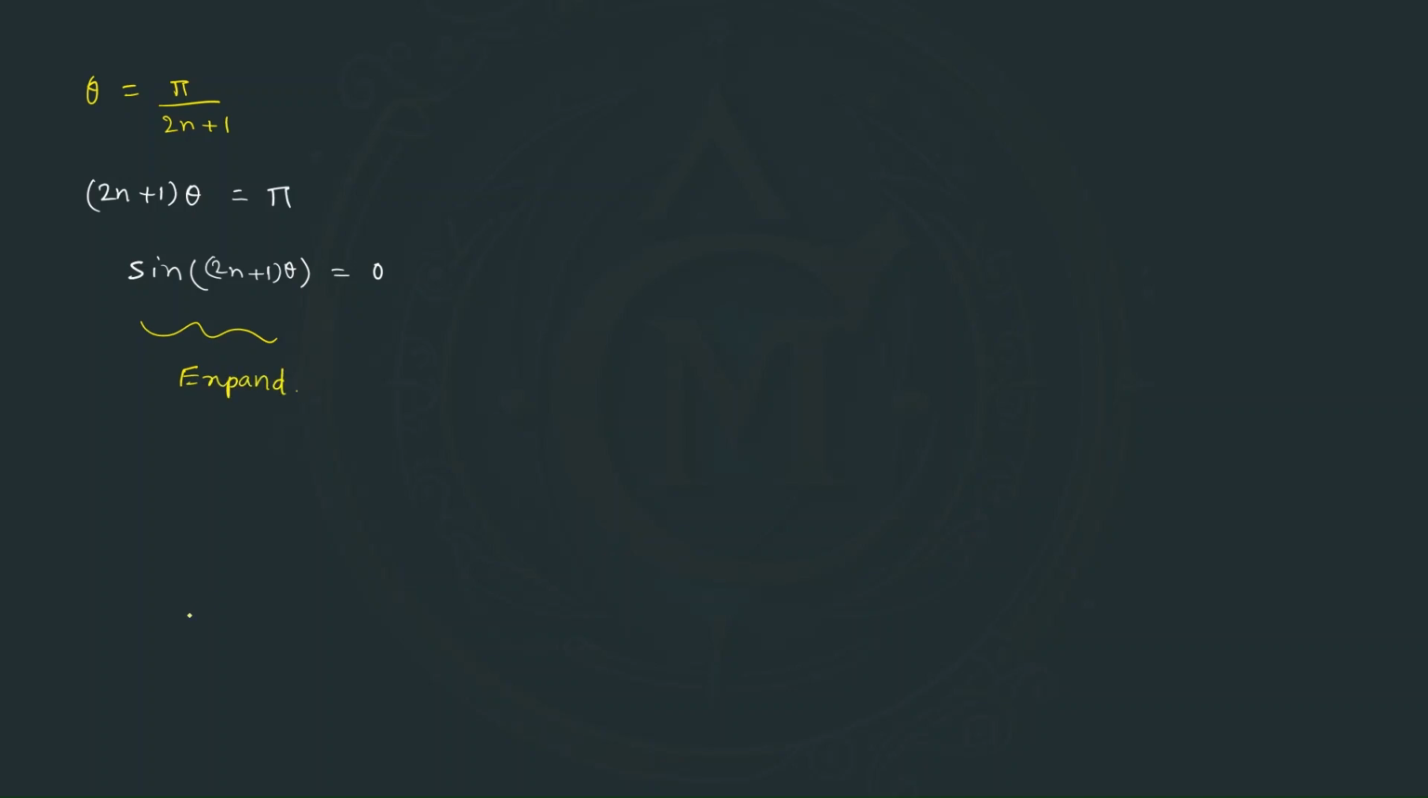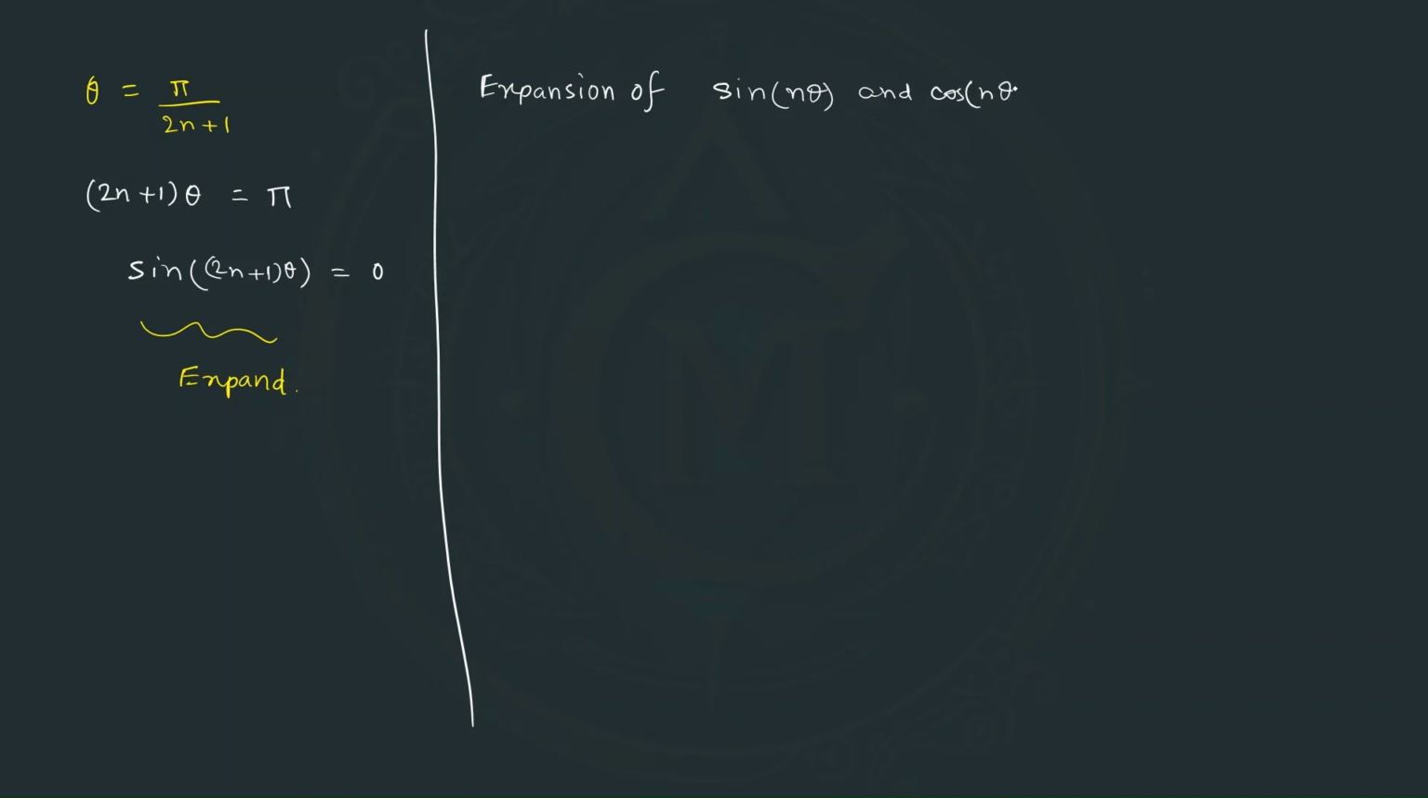Now we need to expand this left hand side. Yes, you heard it right. We are going to expand this. But how to expand? Are there any expansions of these trigonometric terms? Yes. So let us discuss this. So we are going to discuss expansion. Expansion of, let's say we take a general case of sine n theta and cos of n theta, where n is greater than 1. That means n is greater than or equal to 2 and n is a natural number.